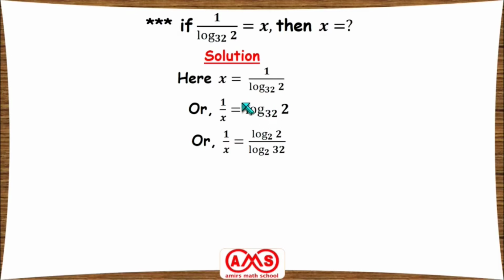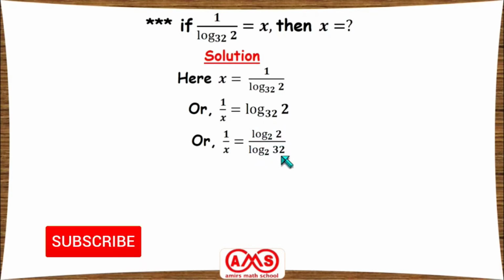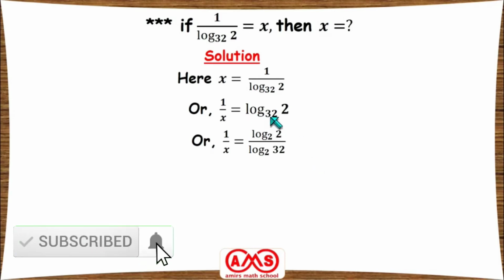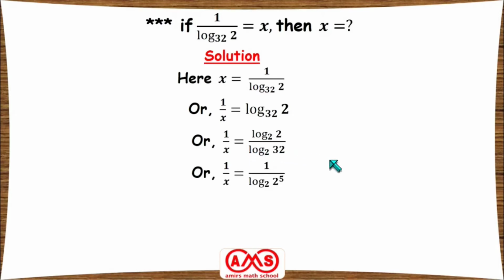Here, we just convert this logarithm to the new base 2. According to the formula, we can write log 2 base 2, that is log new base, this 2 divided by log 2 base 32, that is the new base, and here the old base 32. This is our formula. So log 32 base 2, which is equal to log 2 base 2 divided by log 2 base 32. Or we can write 1 divided by log 2 base 2 to the power 5.